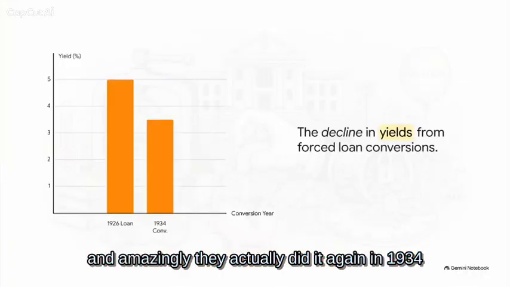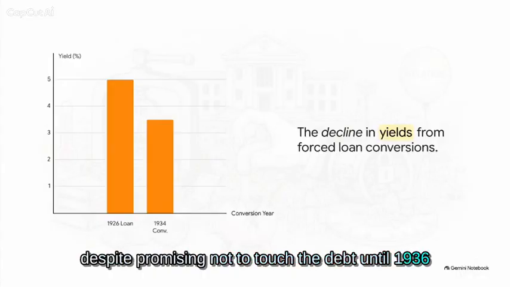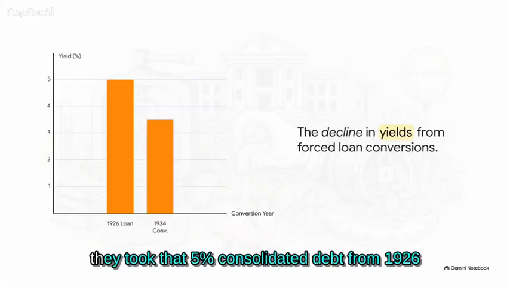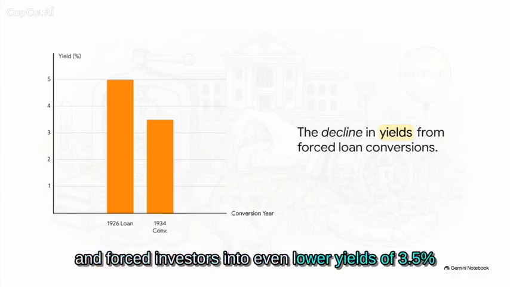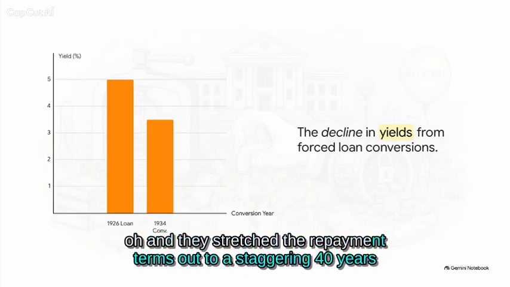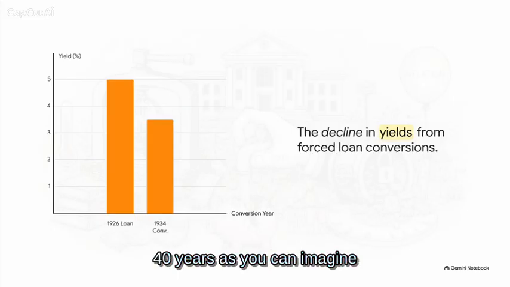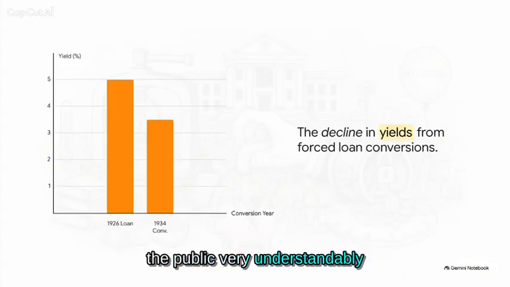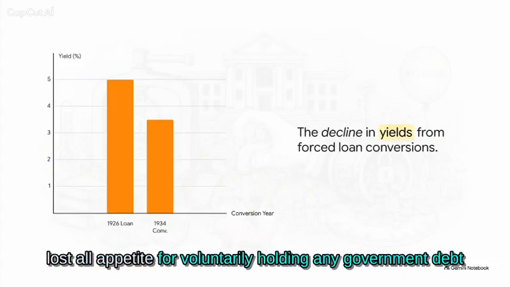In 1934, despite promising not to touch the debt until 1936, the government forced another conversion. They took that 5% consolidated debt from 1926 and forced investors into even lower yields of 3.5%. Oh, and they stretched the repayment terms out to a staggering 40 years. 40 years! As you can imagine, this absolutely devastated the state's borrowing reputation. The public, very understandably, lost all appetite for voluntarily holding any government debt.